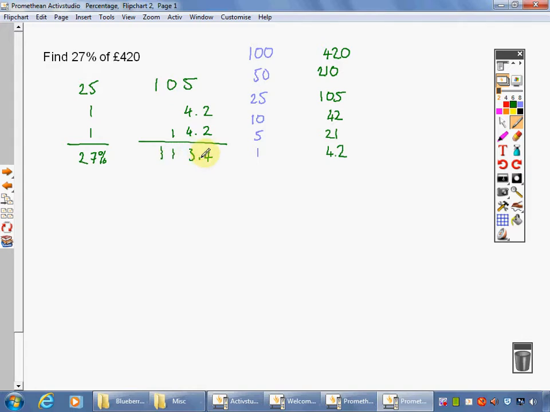So at the minute, I've got 113.4. I've got to just think a minute, that is about pounds and pence. So I must put the 0 in there as well because it's pence. So my answer would have to be £113 and 40 pence. And that there would be my final answer.